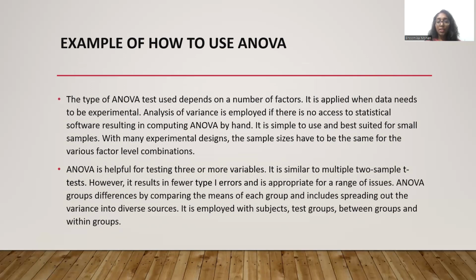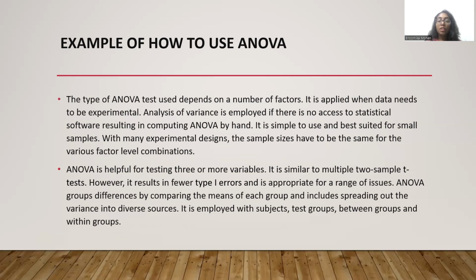The type of ANOVA test used depends on a number of factors. It is applied when data needs to be experimental. Analysis of variance is employed if there is no access to statistical software, resulting in computing ANOVA by hand. It is simple to use and best suited for small samples. With many experimental designs, the sample sizes have to be the same for the various factor level combinations.